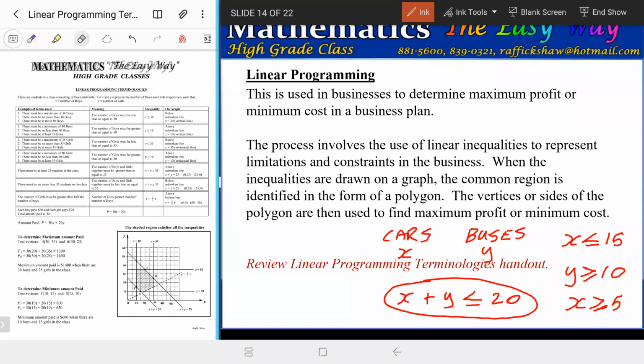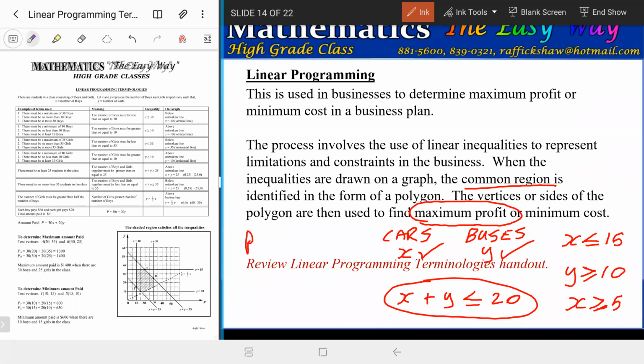When you do your limitations and constraints, you put them as inequalities. Then you put the inequalities in a graph. You get a common region on the graph, which is the shape of a polygon. And you want to find the maximum anything, and they'll tell you the formula for profit. So you'll know how much you're selling the cars for, how much you're selling the bus for. And you know the profit.